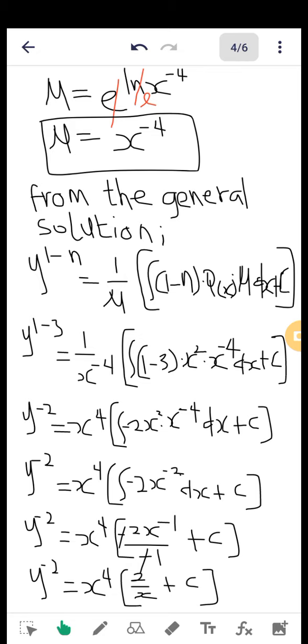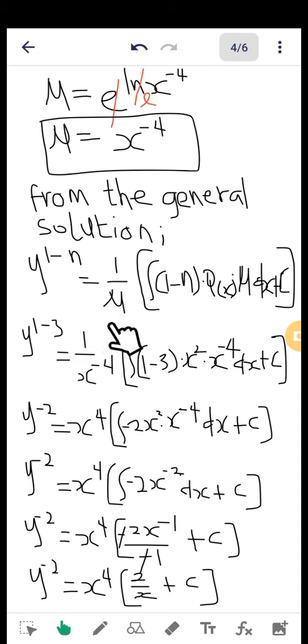So this is the general equation we consider for Bernoulli. From the general solution, we consider this equation: y exponent 1 minus n is equal to 1 over mu multiplying the integral of 1 minus n multiplying q of x multiplying mu, that's the integral factor again, dx plus c. So just make a substitution as we did for the previous one. We're going to get y exponent 1 minus 3, because our n was 3, is equal to 1 over x.